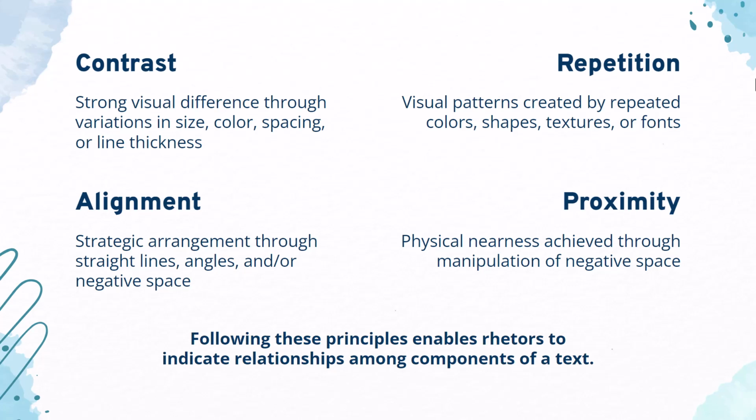And proximity is the term visual designers use to indicate physical nearness, and this closeness is achieved through the manipulation of negative space. Abiding by these principles enables readers to indicate relationships among components of a visual text, and they can be particularly helpful when designing visual aids, such as a slide deck for a public presentation.